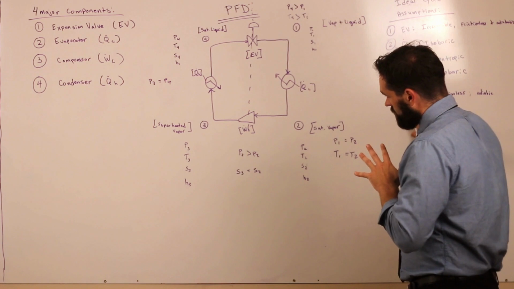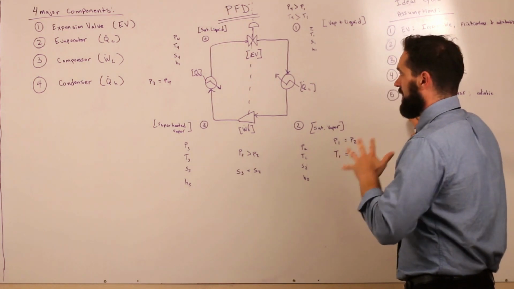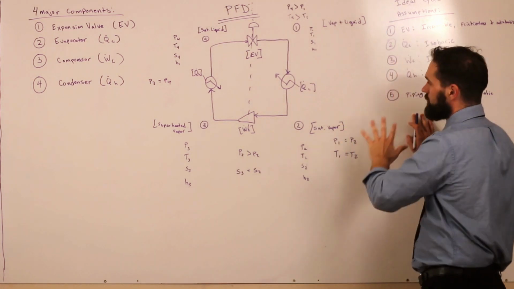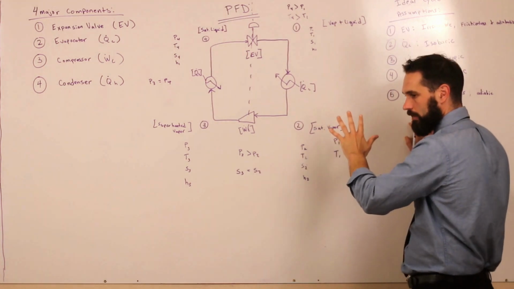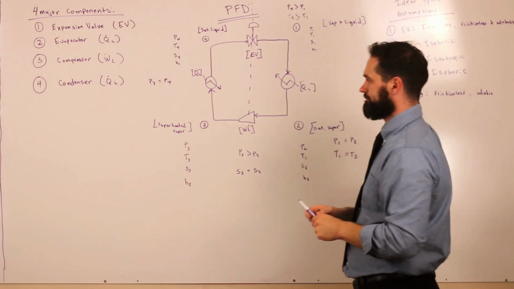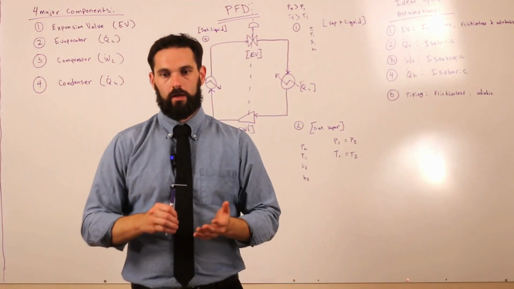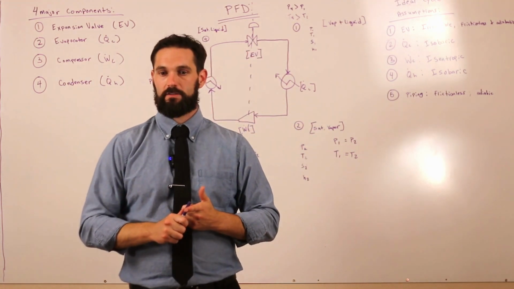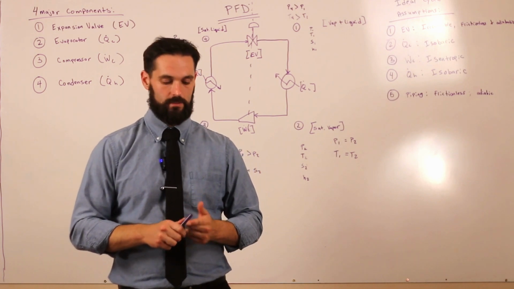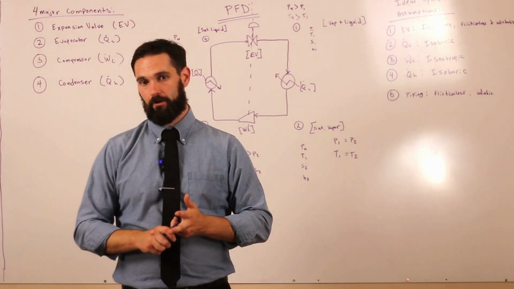So once we start working some examples here, you'll see how a lot of these assumptions help us constrain the system. In the next video, what we're going to look at are TS, or temperature entropy diagrams, and pressure enthalpy diagrams.